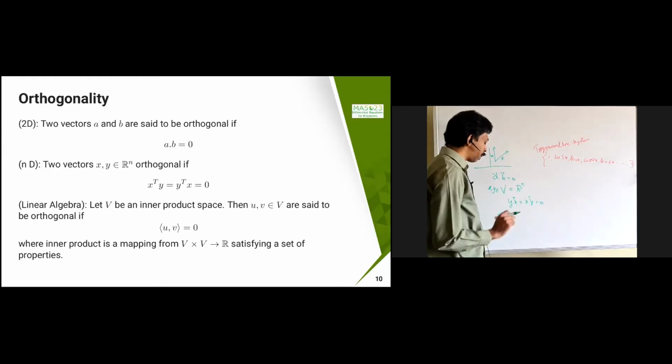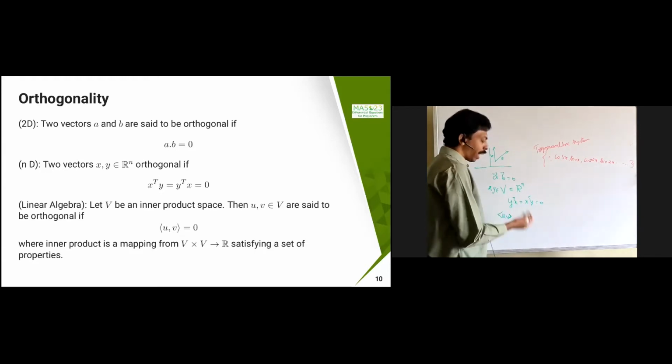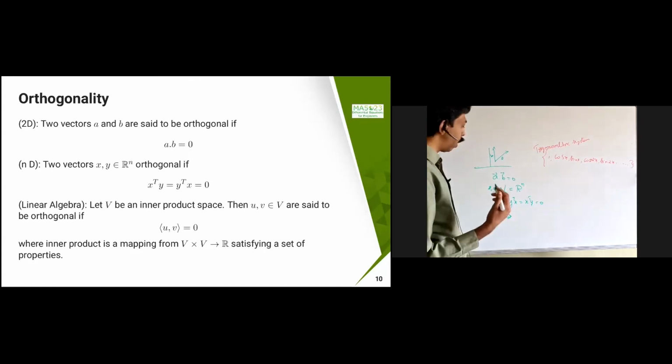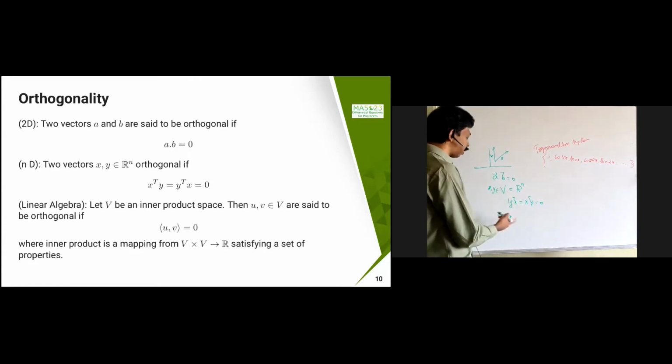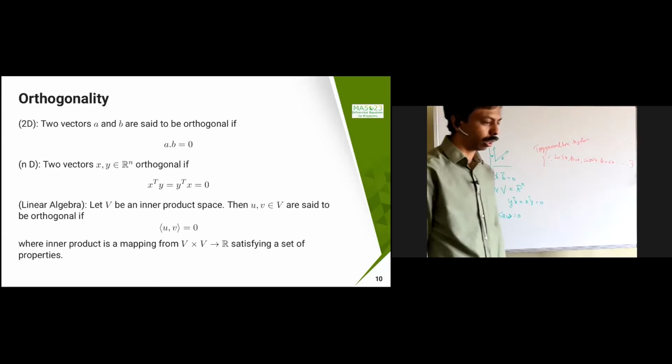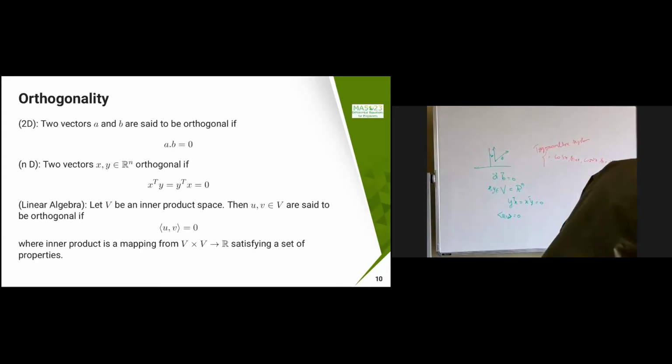So those conditions should be satisfied by the inner product space. In that case, I can define orthogonal. So u and v are said to be orthogonal if you take the inner product of u comma v, and that should be 0. Then we say that it is orthogonal.